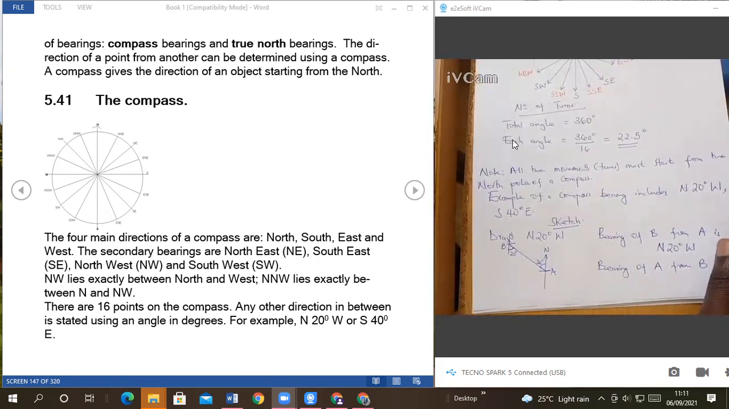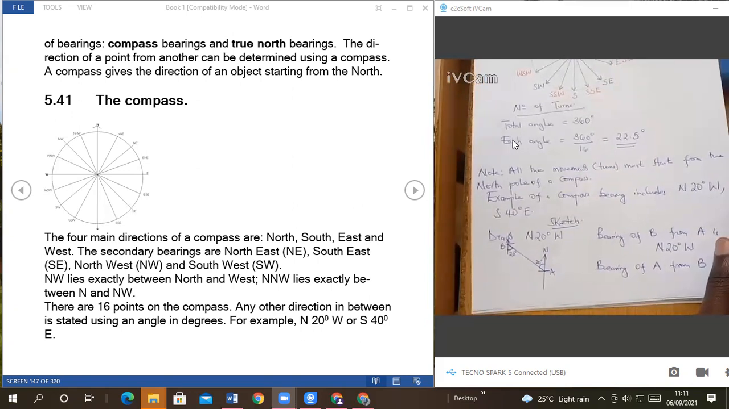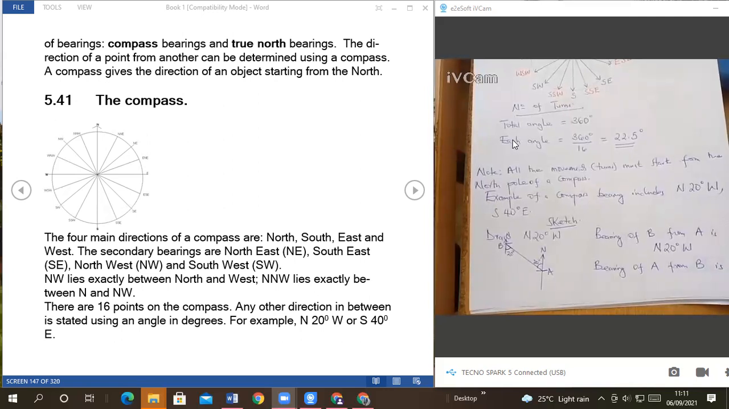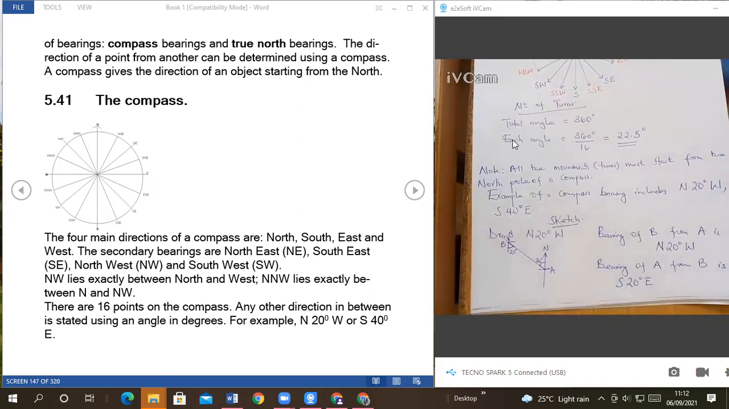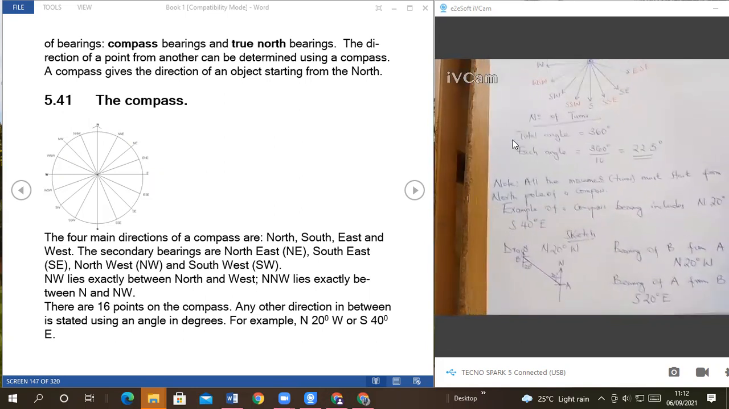You can start either from north or from south. Either from north or from south. Okay? Are you together? Yes. So what is the bearing of A from B? It's going to be south. South 20 degrees what? Is it west? Look at it well. Is it east? East, not so? East, like that. South 20 degrees east. Members, have you seen that?